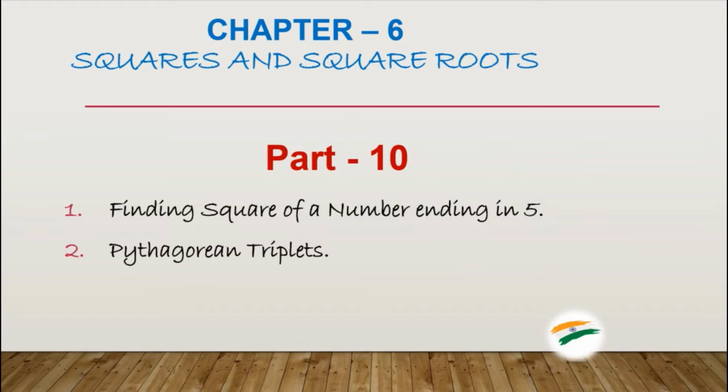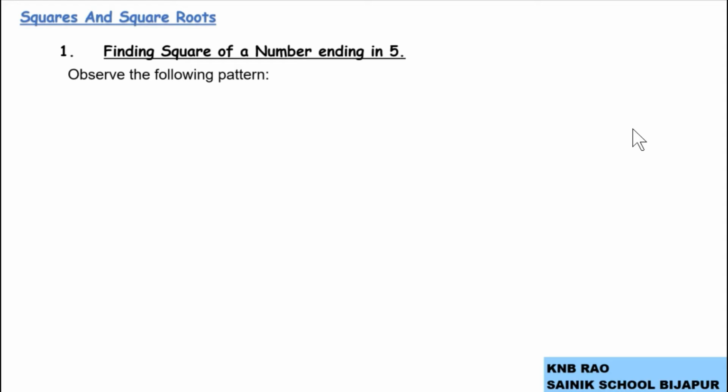In this part 10, we will be finding square of a number ending in 5 and another new topic called Pythagorean triplets. So students, coming to the first topic, finding square of a number ending in 5. What is the meaning of number ending in 5? Students, any number ending in 5 means a number whose units place digit is 5.